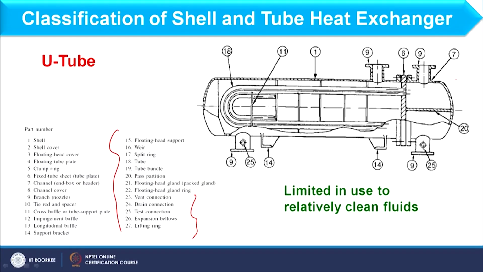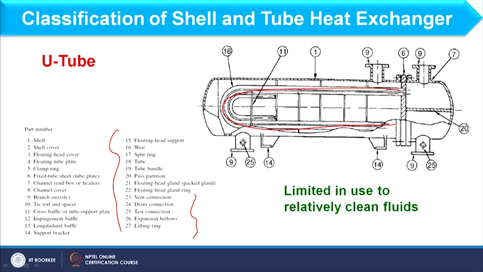Now if I consider the U-tube shell and tube heat exchanger, this is basically the U-tube, right. So the U-tube, if I consider, is nothing but like a hairpin, fine. As far as its utility is concerned, can I use high temperature fluids in this? To understand that, let's discuss its geometry.